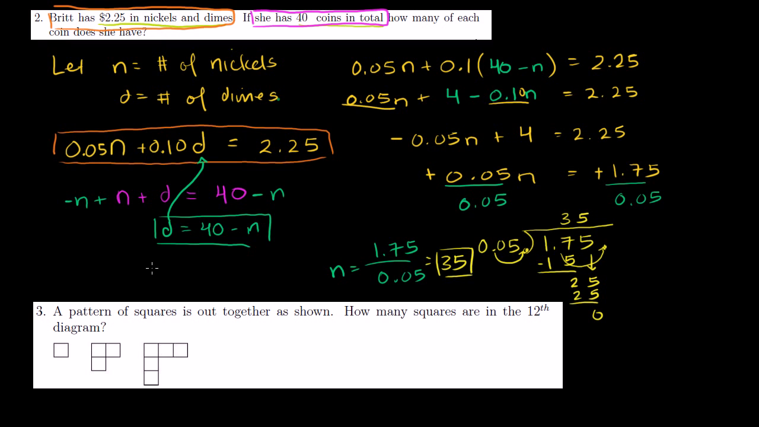So n is equal to 35. Now we could solve for d. d is equal to 40 minus n. So d is equal to 40 minus 35, which is equal to 5. So we have 5 dimes.